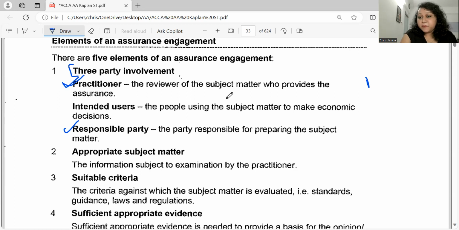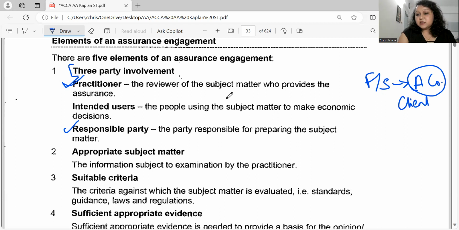Basically, who will be preparing a financial statement? A company has to prepare the financial statement. I am not the person who's going to prepare the financial statements. I'm just going to audit the financial statements and I'm not preparing them. So a company is my client. They are responsible for the preparation of financial statements. So basically, financial statements is the subject matter which I'm going to audit.